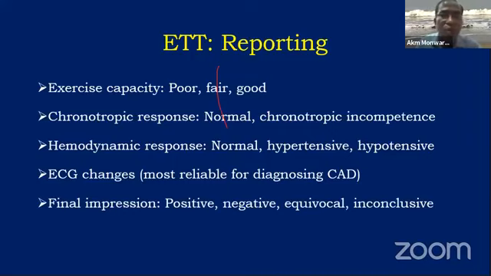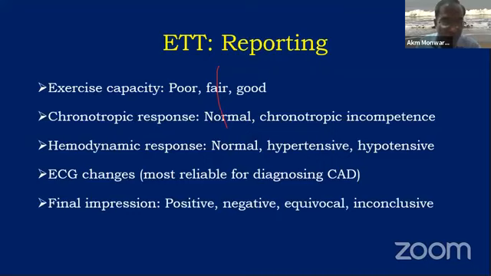Next, you have to comment on chronotropic response, whether it is normal or whether there is chronotropic incompetence. There may be complete incompetence, there may be partial chronotropic incompetence. I will highlight this. The third one is hemodynamic response. That is the change in blood pressure, whether the change is normal, or there is a hypertensive response, or there is a hypotensive response. Mind it, hypotensive response is always worse than hypertensive response.